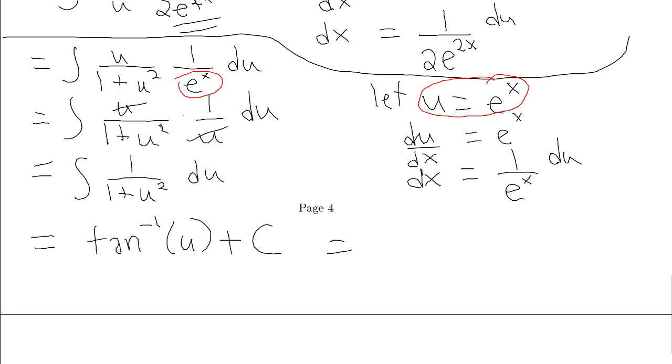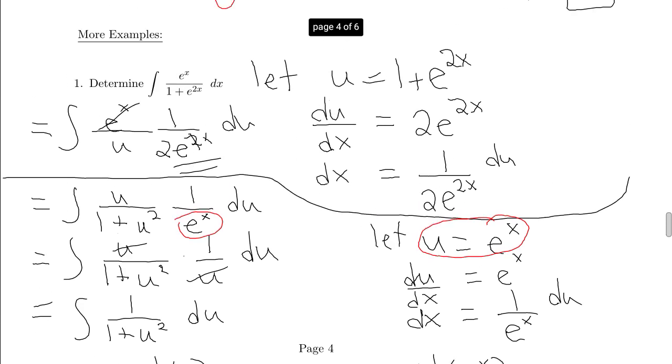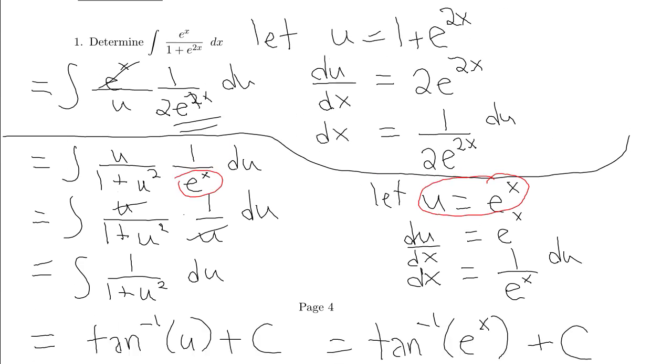Now, because this is not a definite integral, it's an indefinite integral, I want my final answer to be written in terms of x. So all that's left to do is to plug back in our choice of u, which is e to the x, and we have tan inverse of e to the x plus c. And you could check your answer by taking the derivative to make sure that you get back to the original function.